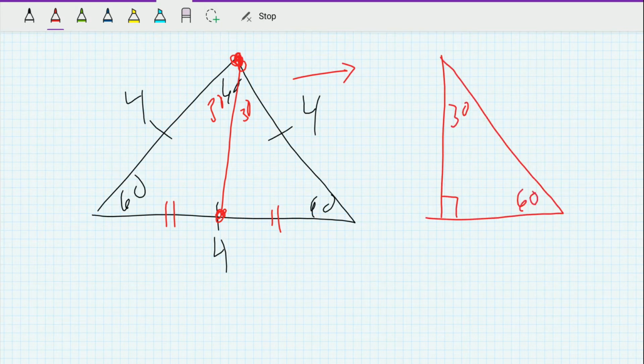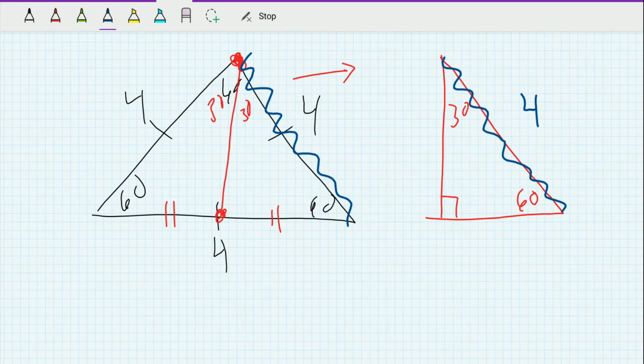Remember, where the 30 is, where the 60 is, is super important. Before, it didn't matter because both of them were 45, 45, 90, isosceles, whatever. This is different now. So then now I can go ahead and introduce side lengths. 4 is equal to this one because it basically represents this side. Okay, that's basically how this becomes really, really easy for some of you guys. Okay, just being able to match.